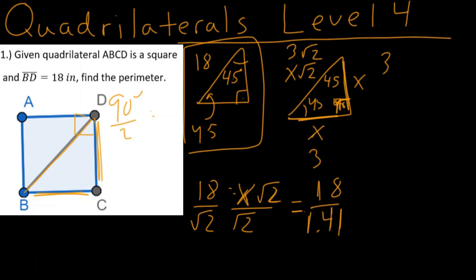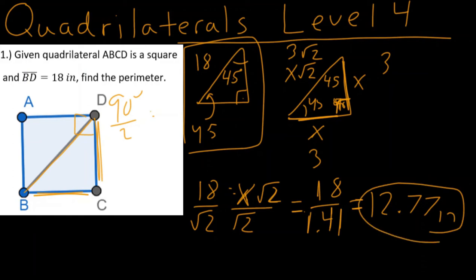And I do apologize for these stylus issues that I'm having. It's making the writing just a little bit difficult. So we'll take 18 and we will divide that once again by 1.41. And that will give us a side length of 12.77 once we round, once again rounding to the nearest 100th. And this will be in inches.